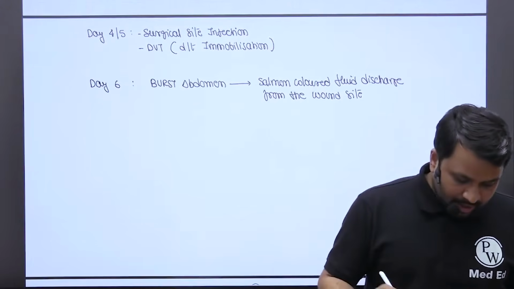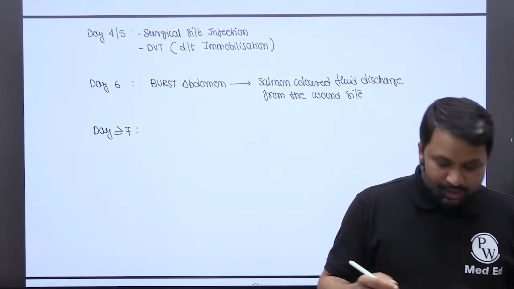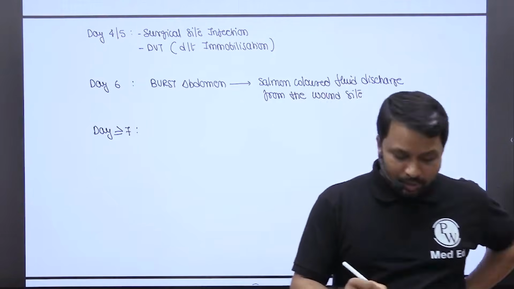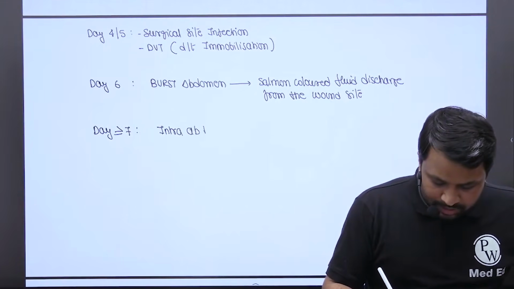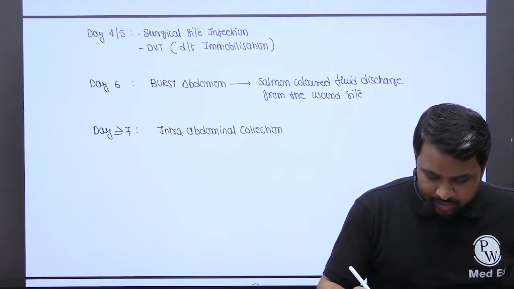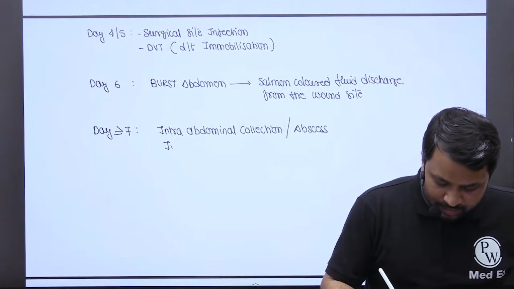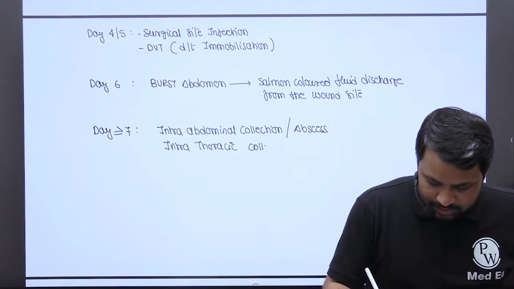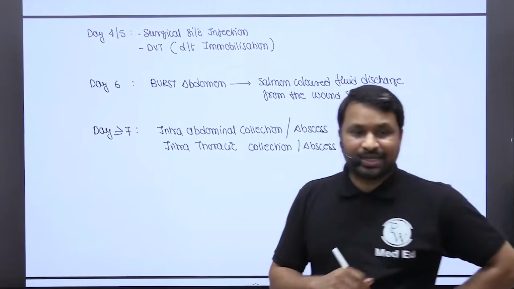And anything that is beyond the first week, that is more than or equal to day 7, is usually some collection associated with the wound site or intracavity. Usually talking about abdominal surgery, it is an intra-abdominal collection, or I can say abscess. The same thing applies to an intrathoracic collection, where again there is an abscess that is formed within the thoracic cavity, right?